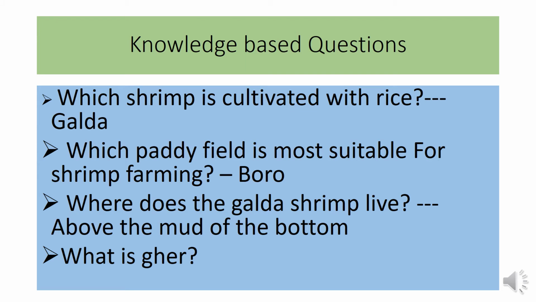Mainly, a water body where shrimp is cultured or shrimp farming is done. This water body is called a gher.